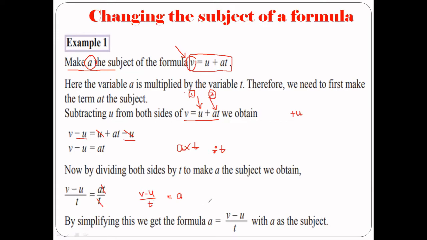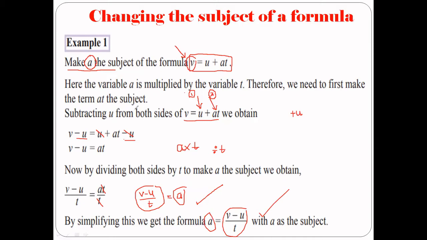So A is the subject. If you keep the answer this way, your answer will be correct. You will get full marks. But if you want, normally we keep the subject in the left hand side. So if you want, you can write A in the left hand side and other part in the right hand side. You can interchange. If you write that way, that is also correct.